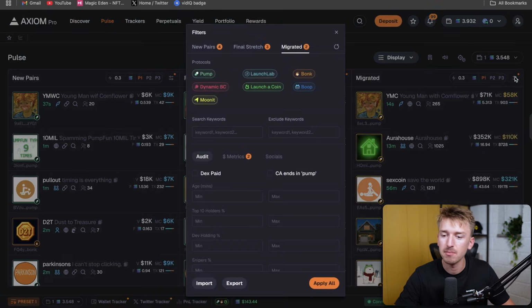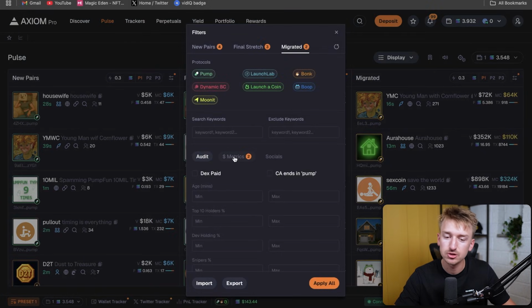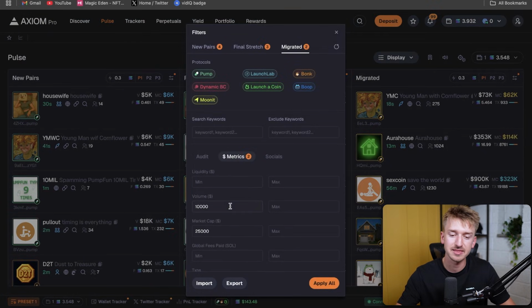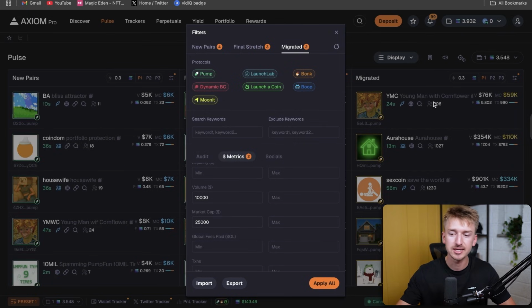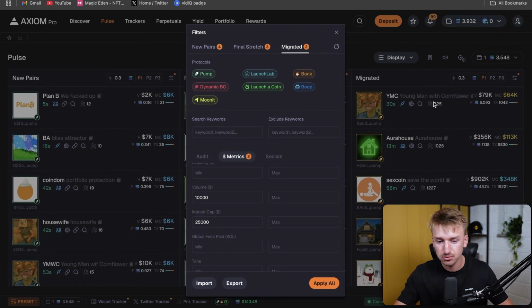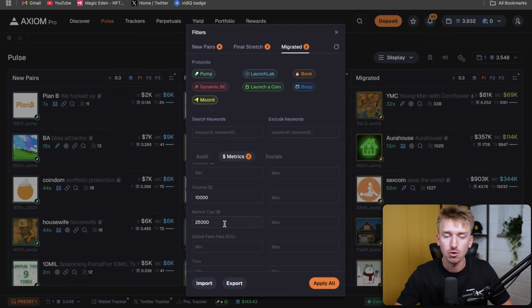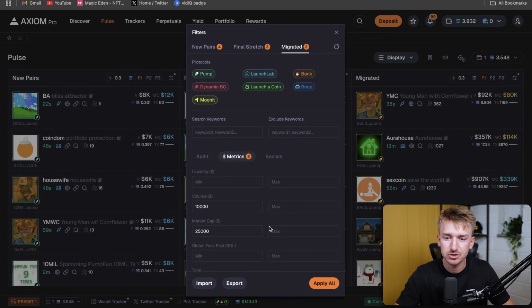And finally, on the migrated section, you don't really need too many filters, but I have a minimum of 10,000 in volume and a minimum 25k market cap, because these are obviously already migrated, so they did reach a minimum of around 50-60k market cap. That's when they migrate approximately. So if they see a massive dip to below 25k market cap, or they rug, I don't really want to see them anymore on this section. So those are the only metrics I have on the migrated field on Axiom.